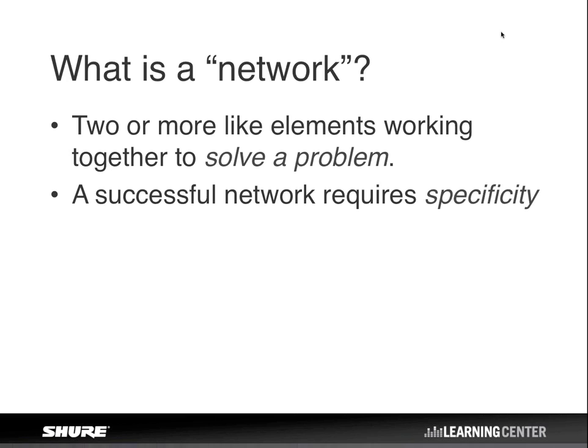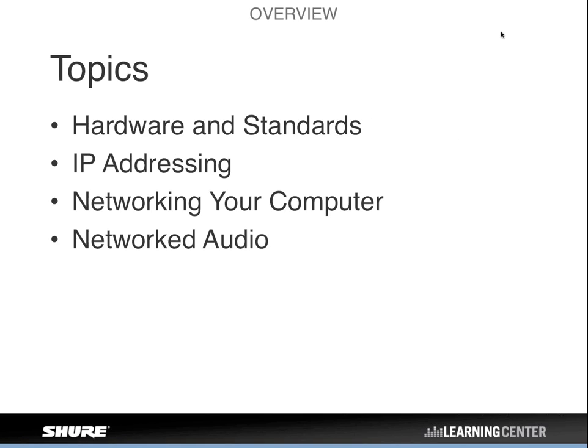Second thing is that a successful network also requires specificity, and that really gets into what we're going to talk about specifically with addressing. When we're talking about IT networking, we're really talking about giving things specific addresses, and if you're not specific, then the network basically doesn't work. That's really what most of the problems come down to when we help people troubleshoot our networkable products. 9 times out of 10 it comes down to something not being as specific as it should be, and we'll get more into that when we talk about the addressing here.